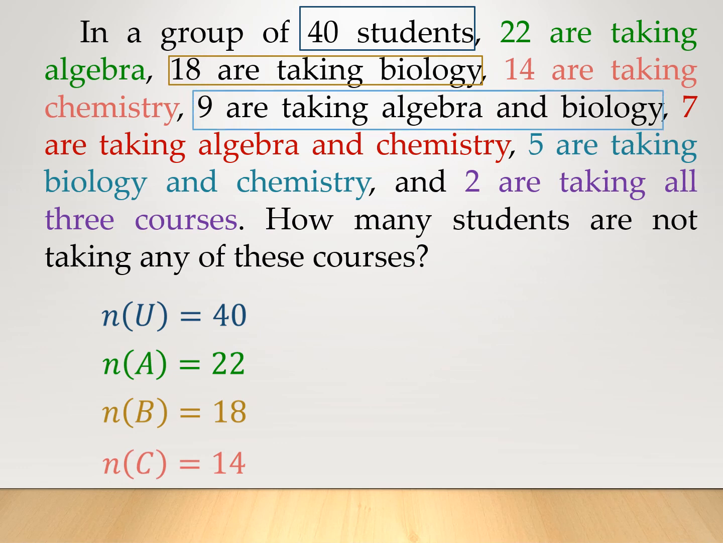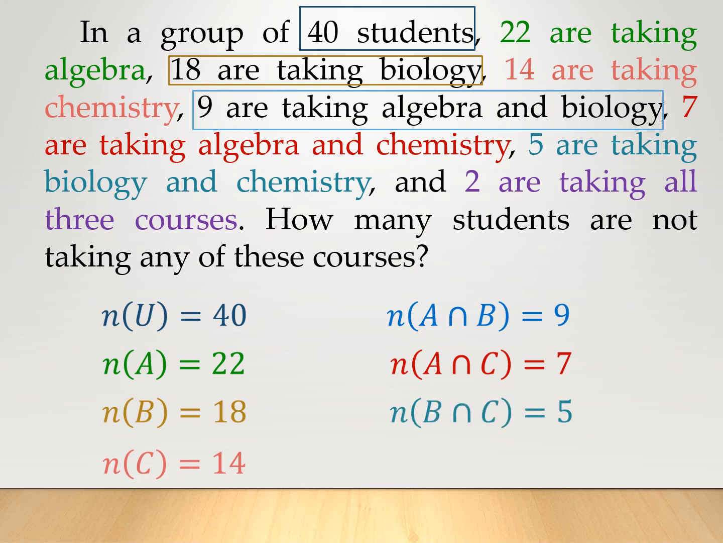taking chemistry. So the number of elements in A intersection B is equal to 9 because 9 are taking algebra and biology. And the number of elements in set A intersection C is equal to 7 because there are 7 who are taking algebra and chemistry. And 5 are taking biology and chemistry, so the number of B intersection C equals 5. And to represent 2 taking all 3 courses, the number of elements in A intersection B intersection C equals 2.